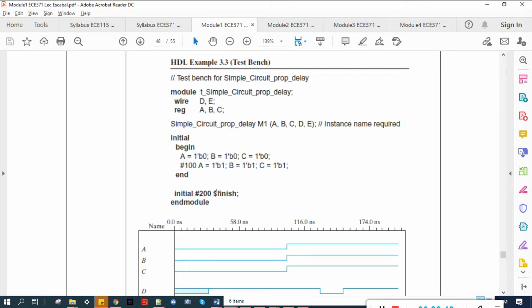And then we can also declare another initial statement. Here it did not write begin and end because this is just one line of command. It has one semicolon to indicate that there's only one line of command, which is just a $finish statement. This means that the simulation will end after 200 time unit delays.